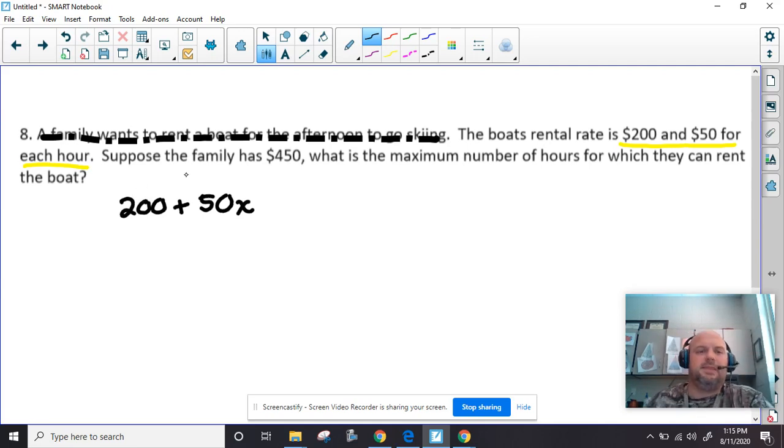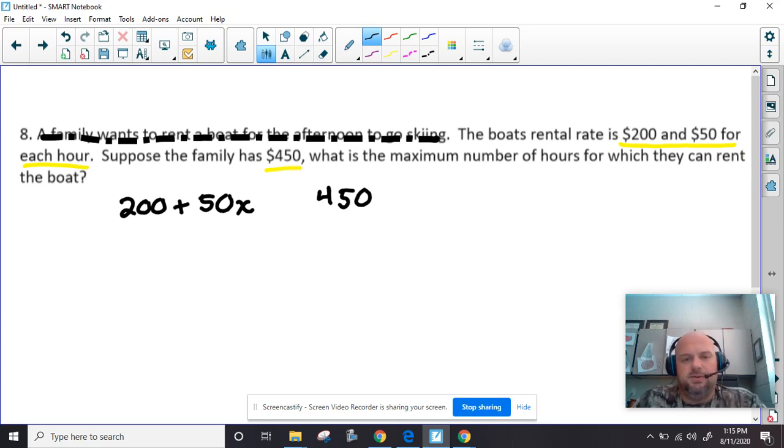Okay, it says suppose the family has $450. All right, so we need to write this down. 450. What is the maximum number of hours that they can rent the boat for? All right, this is where we need to figure out our sign.